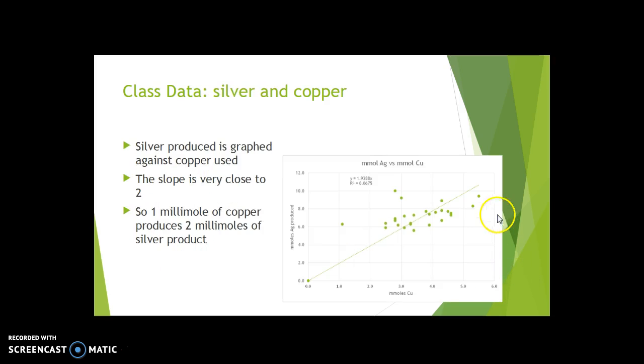When you do the same type of graph for silver versus copper, and there are some really weird numbers here, here, and here, even if we have those numbers, we get what looks like a straight line. The slope is now very close to 2. It's 1.9388 for this straight line, so that as you can see here, 1 mole of copper produces 2 moles of silver, 2 moles of copper produces 4, 3 moles produces 6. So 1 millimole of copper is producing 2 millimoles of silver product. This verifies our balanced chemical equation, which says 2 moles of silver nitrate react with 1 mole of copper metal to form 2 moles of silver and 1 mole of copper 2 nitrate.